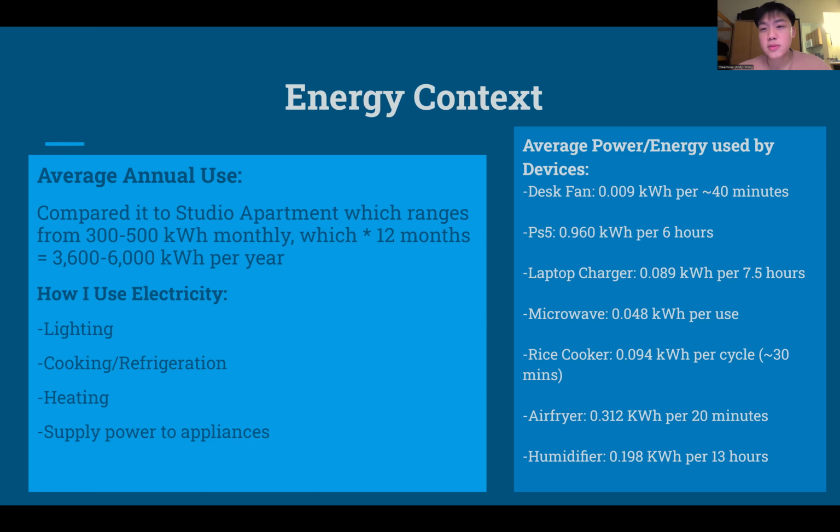For my desk fan, it's about 0.009 kilowatts per 40 minutes. For my PS5, it's about 0.960 kilowatts per 6 hours. For my laptop charger, it's about 0.089 kilowatts per 7.5 hours, and so on.